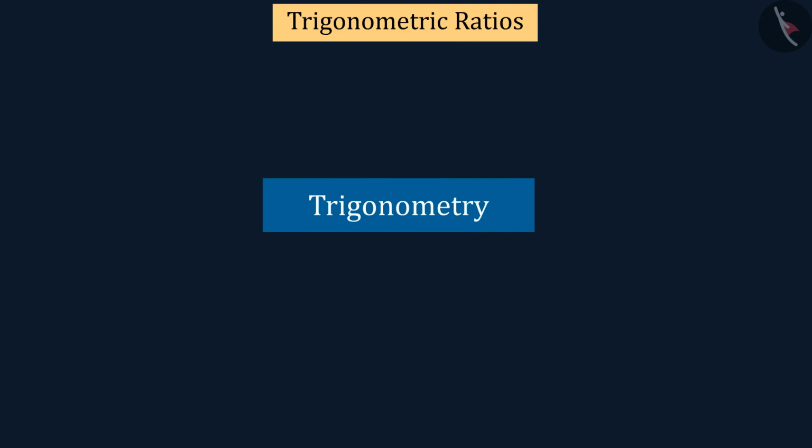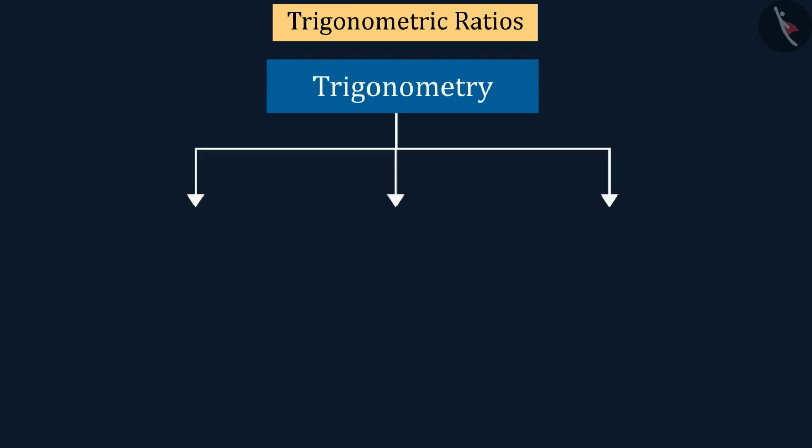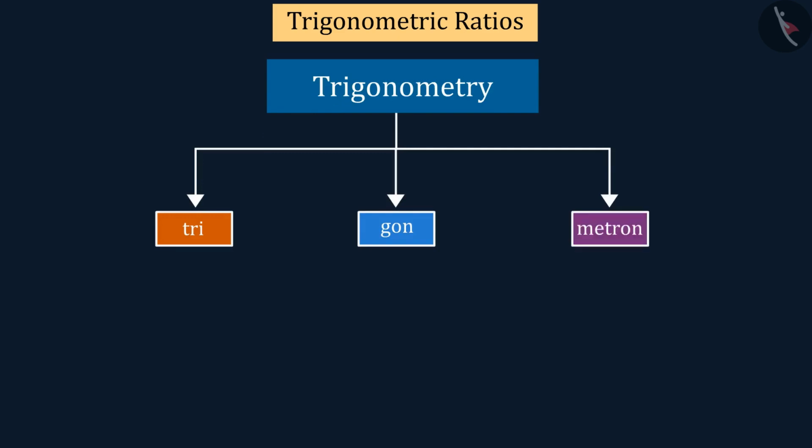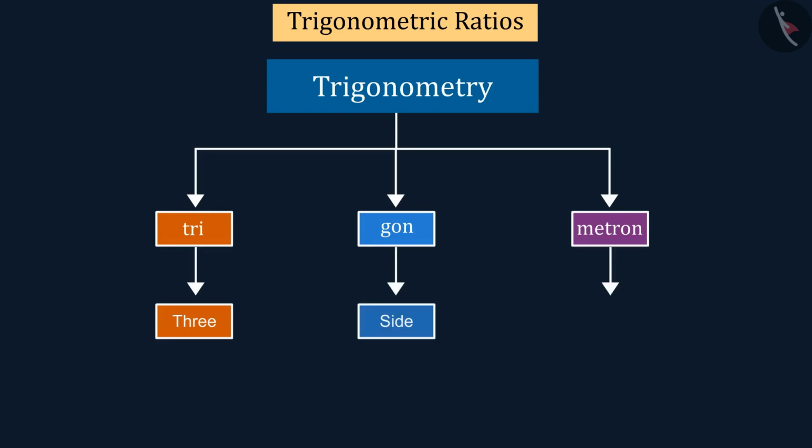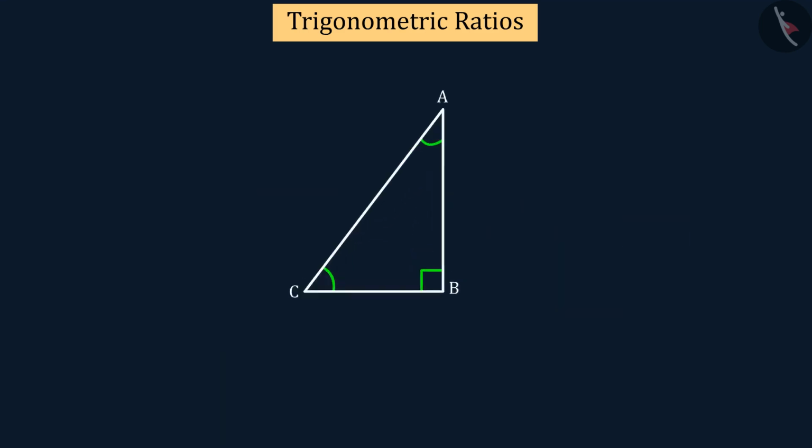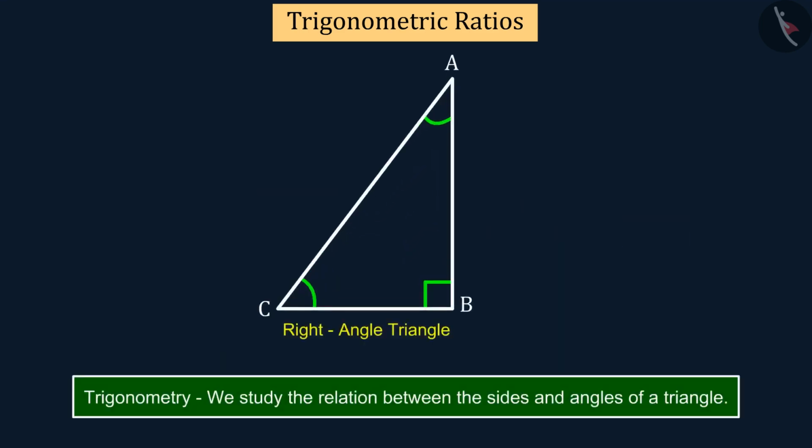The word trigonometry originated from the three Greek words tri, gon and metron, in which tri means three, gon means side, and metron means measure. In fact, in trigonometry, we study the relation between the sides and angles of a triangle.